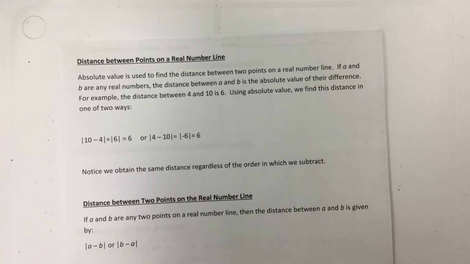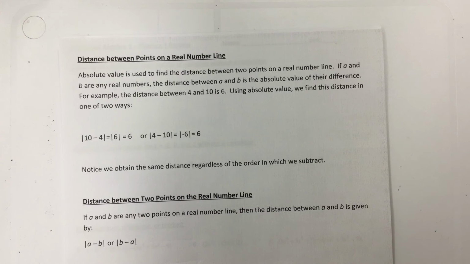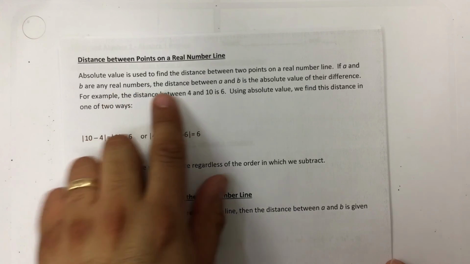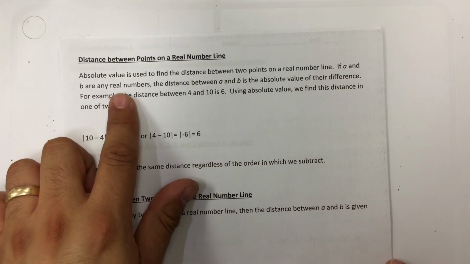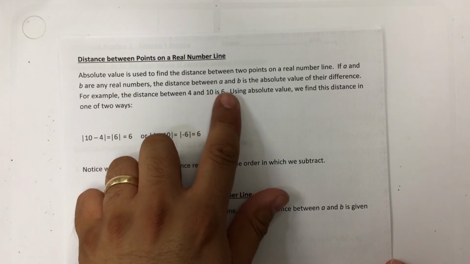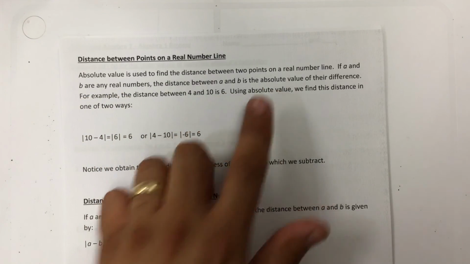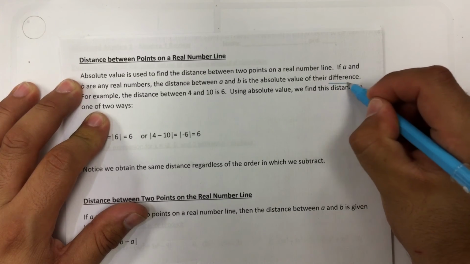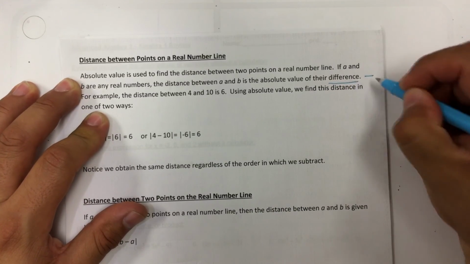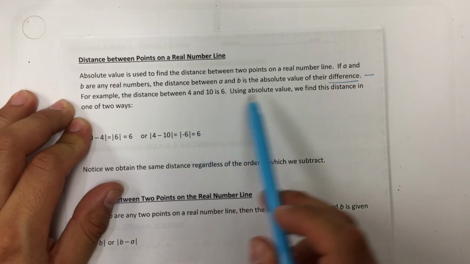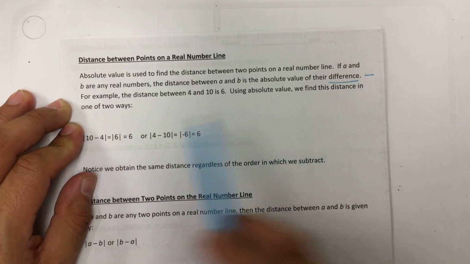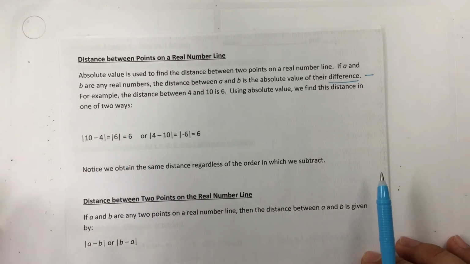All right, and last but not least, we have this right here, distance between points on a real number line. So for this here, it says the absolute value is used to find the distance between 2 points on a real number line. If a and b are any real numbers, the distance between a and b is the absolute value of their difference. So this keyword is difference. Difference means to subtract, right? So for example, the distance between 4 and 10 is 6. Using the absolute value, we find this distance in one of two ways. So let's take a look.